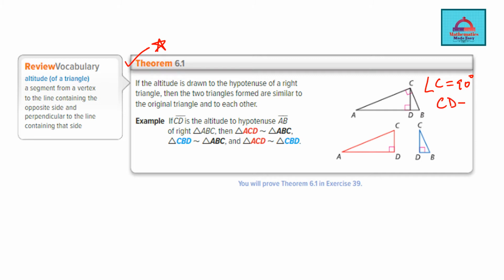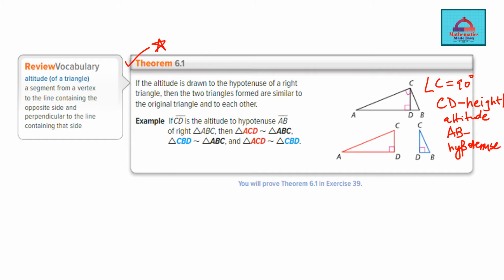So CD is your height or altitude for this triangle ABC. Now, if the altitude is drawn to the hypotenuse of a right triangle, so as you can see, because angle C is 90, AB here is the hypotenuse, or the longest side. Then the two triangles which are formed are similar to the original triangle and to each other. So this altitude CD is dividing the big right triangle into two parts.